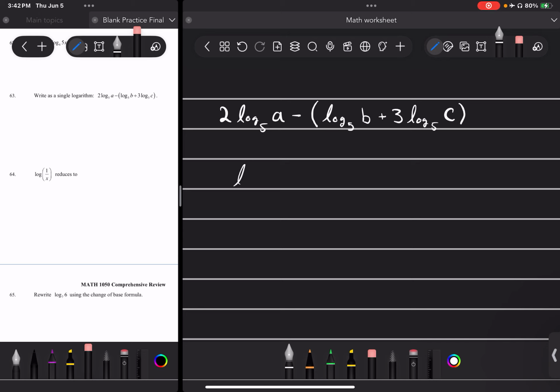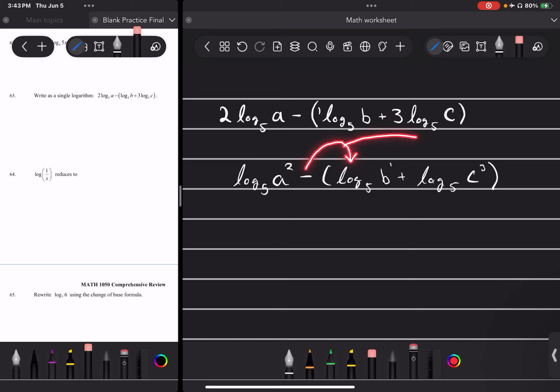So the first one's going to be log base 5 a squared minus parentheses. There is a 1 in front of this log, so we're just going to say log base 5 b essentially to the first, plus log base 5 c cubed. All right, now we notice that there is a minus sign here. There's an error that some people make where they apply the negative to this log and not apply it to the second log. We need to remember that because there are parentheses, it means everybody gets one.